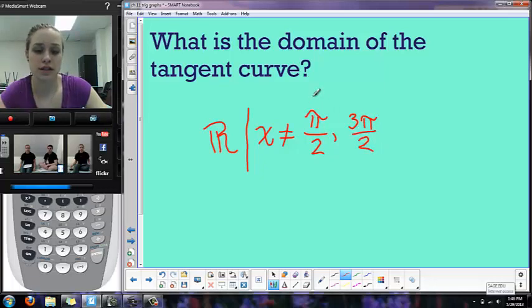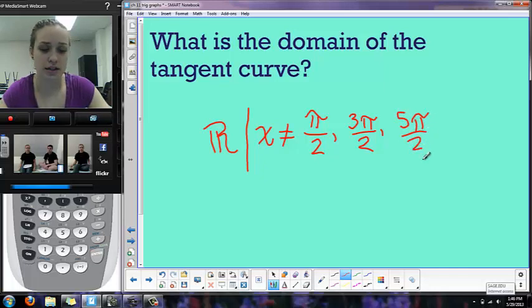So the distance between pi over 2 and 3 pi over 2 is positive pi. So it's like we're adding on pi every single time. So it can't be pi over 2. It can't be 3 pi over 2. It can't be 5 pi over 2. It can't be 7 pi over 2. And it just keeps on going and extending like that.